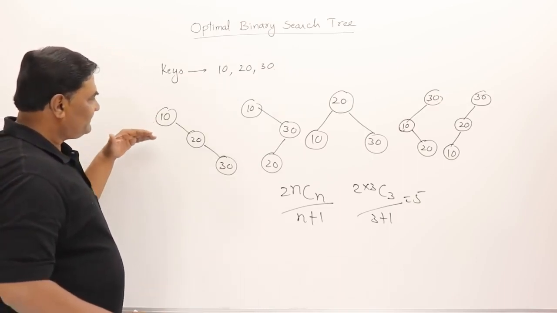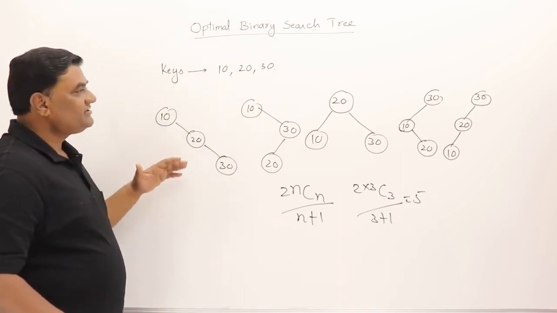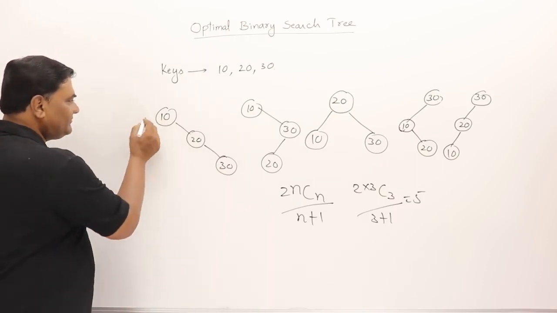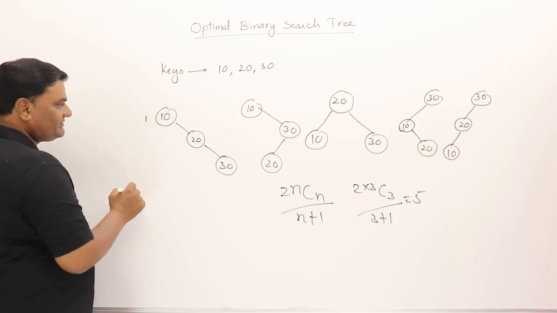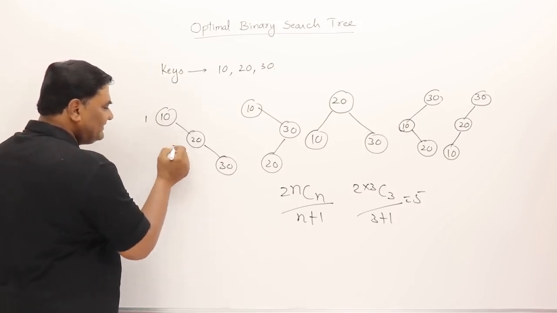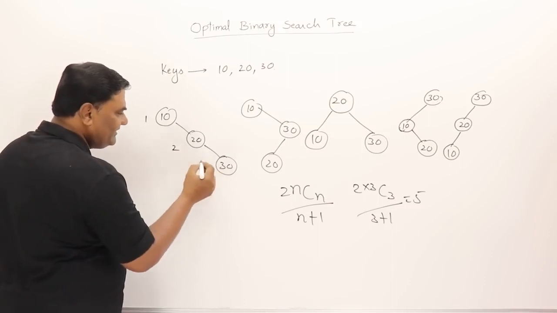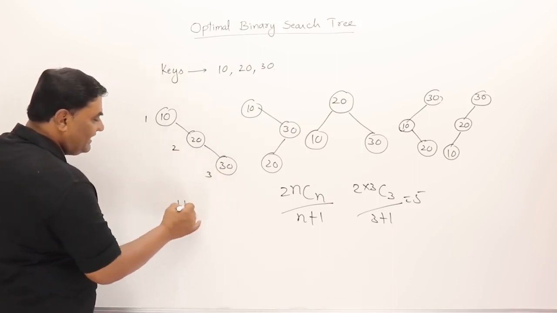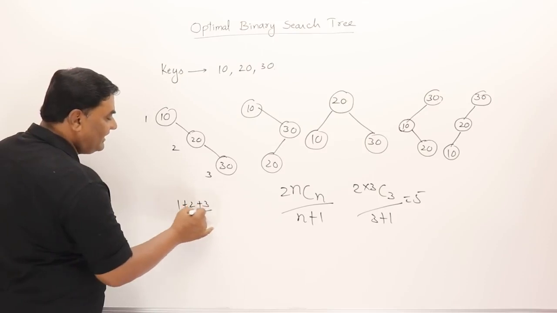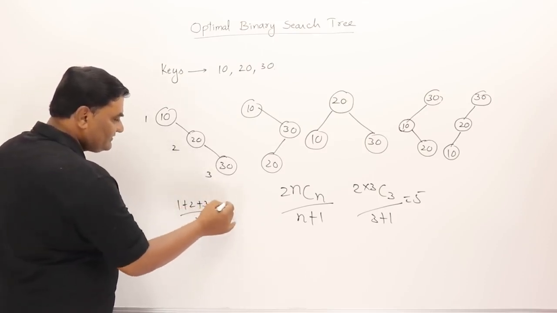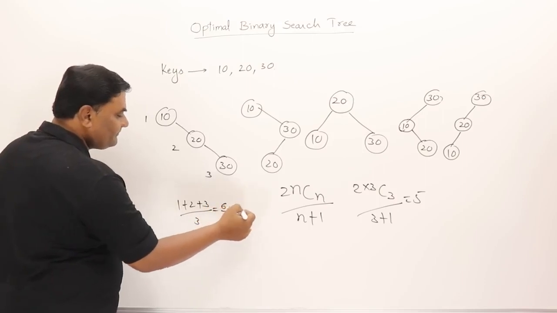See, the cost is dependent on the number of comparisons required for searching for a key element. So in this tree, if I am searching for this key element, then the cost is 1. If I search for this one, then I have to make 2 comparisons. And if I have to search for this one, I have to make 3 comparisons. So what is the average number of comparisons? Average number of comparisons are, there are total 3 nodes. So this is 6 by 3, that is 2.